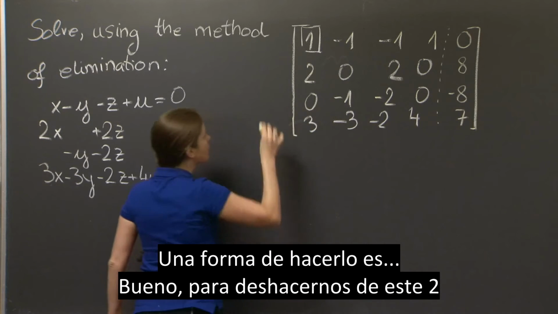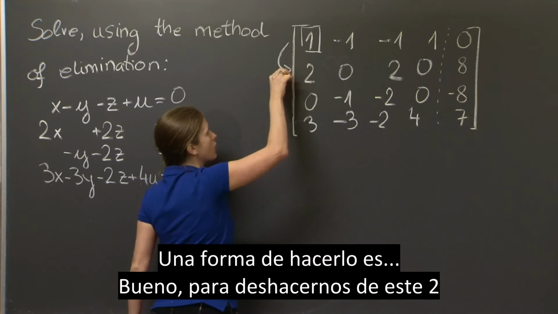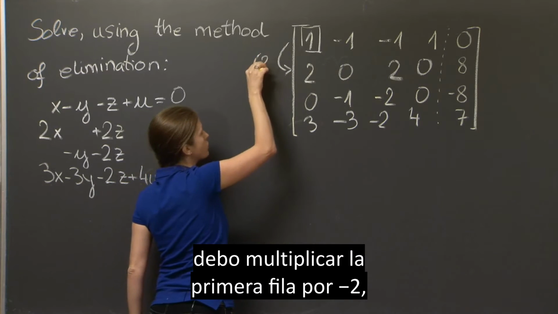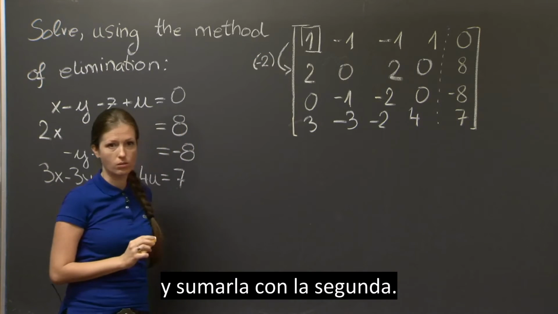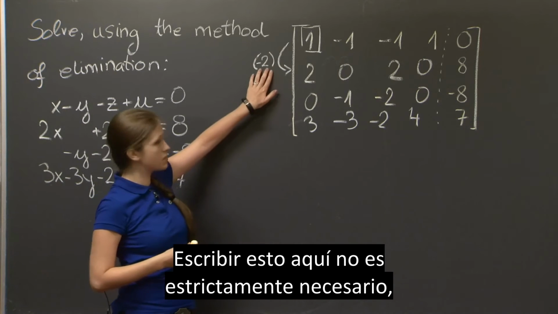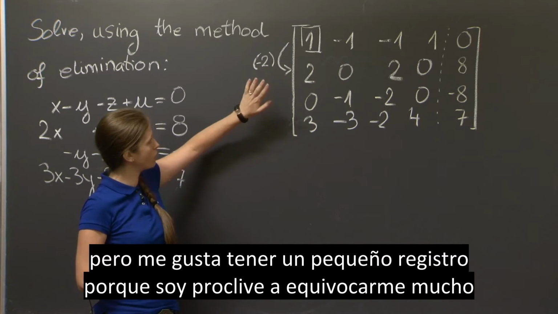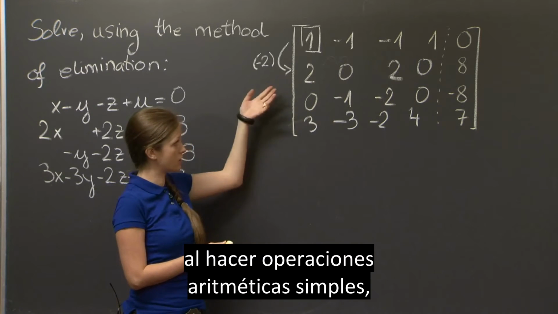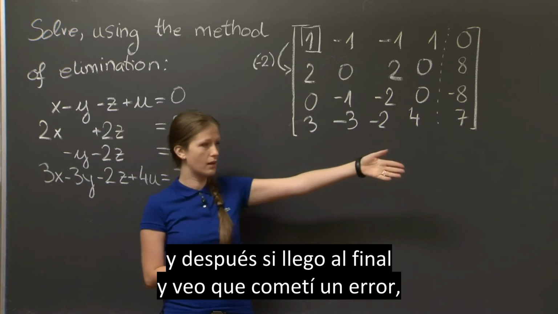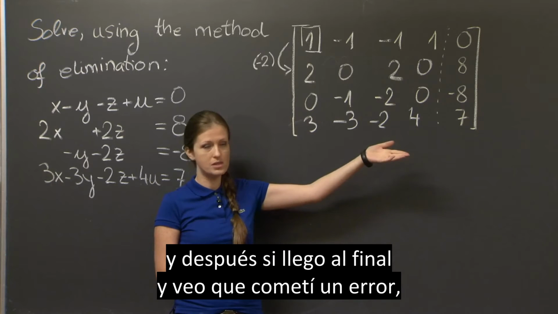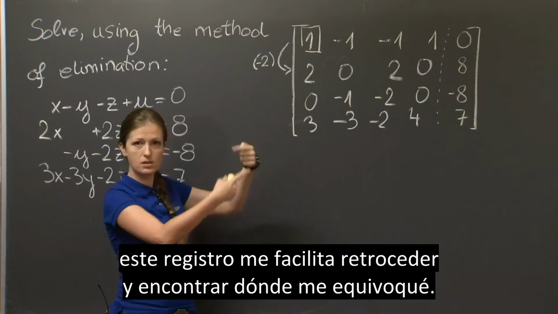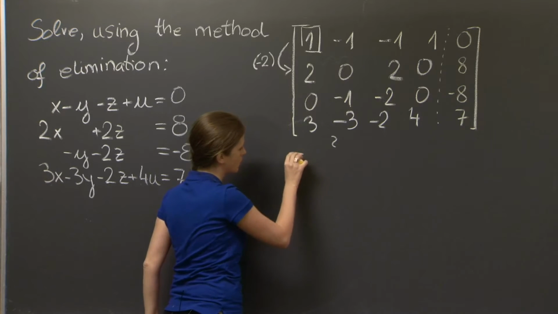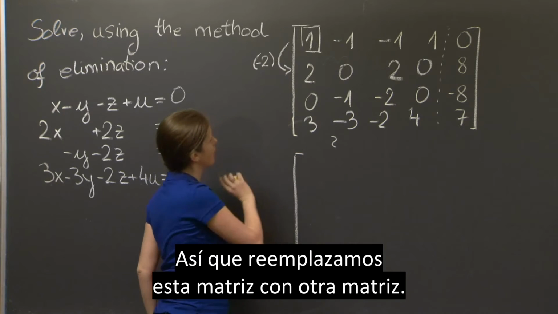A way to do it is, well, to get rid of this 2, I have to multiply the first row by minus 2 and add it to the second one. Writing this here is not strictly necessary, but I like to do a bit of bookkeeping because I'm prone to make a lot of errors while doing these simple arithmetic operations. And then if I get to the end, figure out I made a mistake somewhere, this bookkeeping makes it easier to backtrack and find the place where I made this mistake. So we replace this matrix with another matrix.